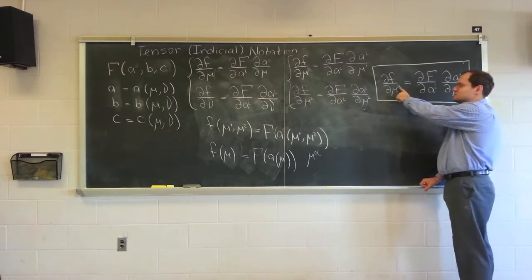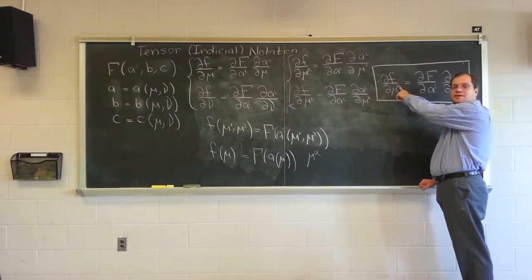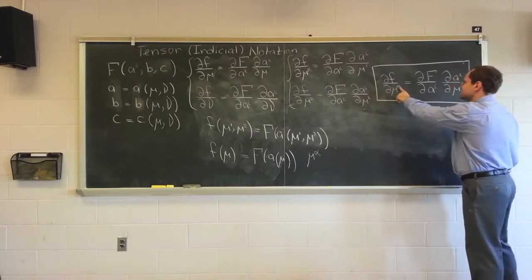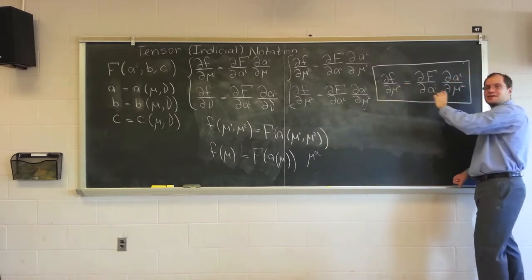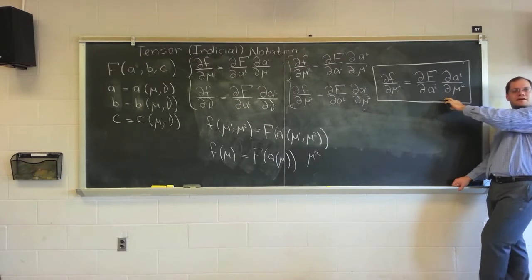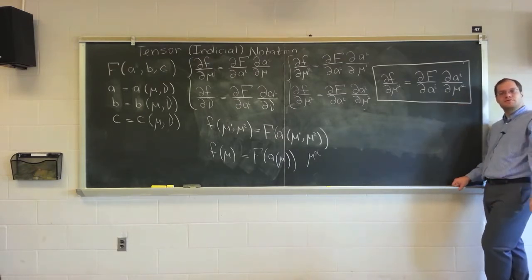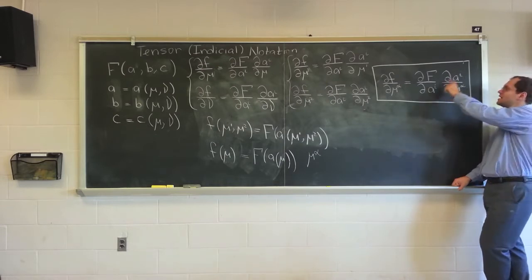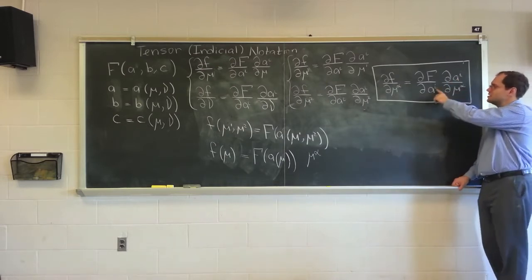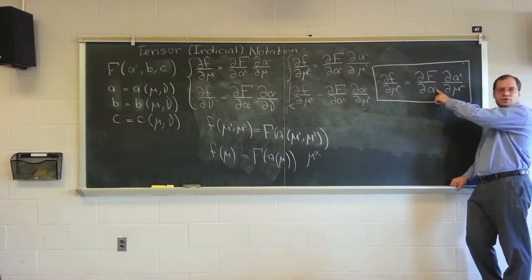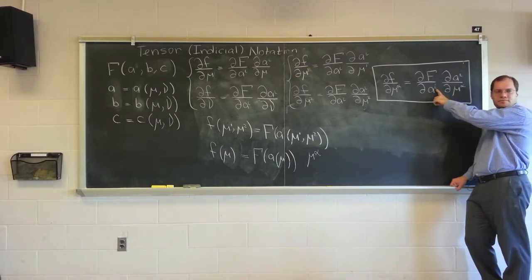Alpha, here comes the synonym, is called the live index, or the free index. I think there's another synonym. It represents that this identity actually stands for several different identities, one for each value of alpha. This i represents summation, and it's called a dummy index, or a silent index, or a contracted index. Dummy, silent, contracted. That's pretty much it.